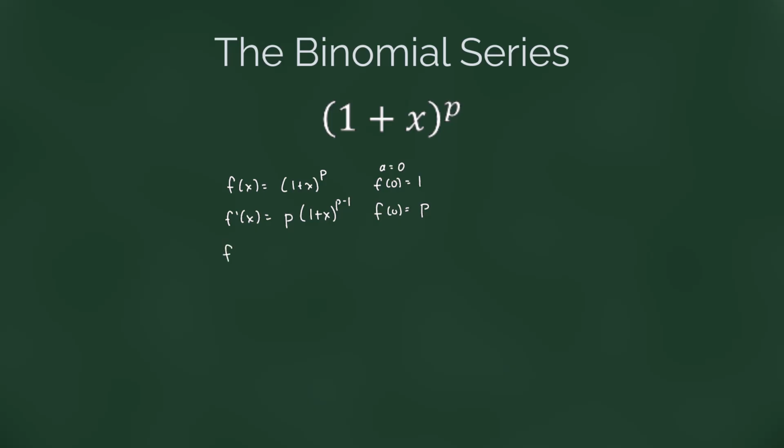F double prime of x is going to be p times p minus 1 times 1 plus x to the p minus 2. And f double prime of 0 is now going to be p times p minus 1.